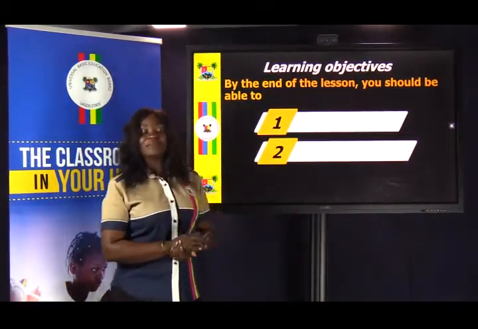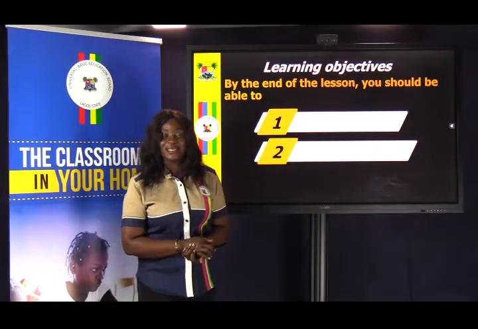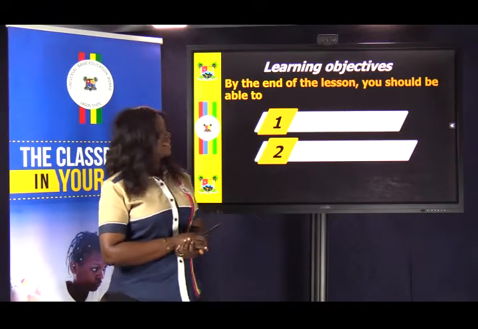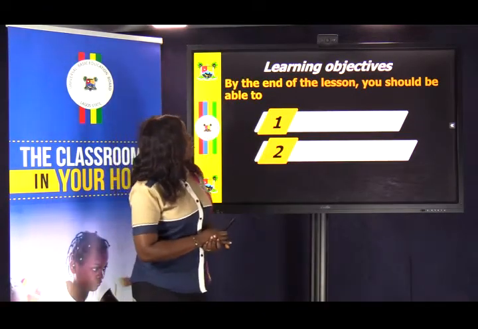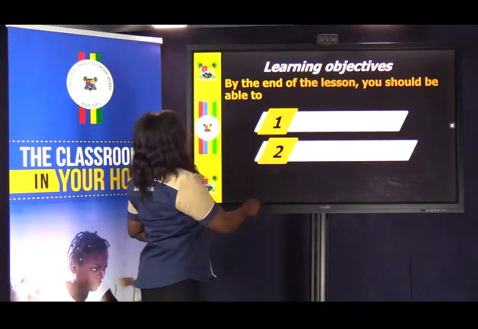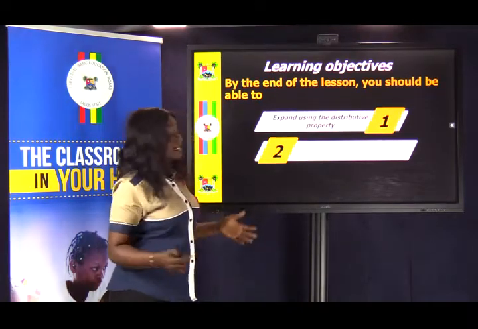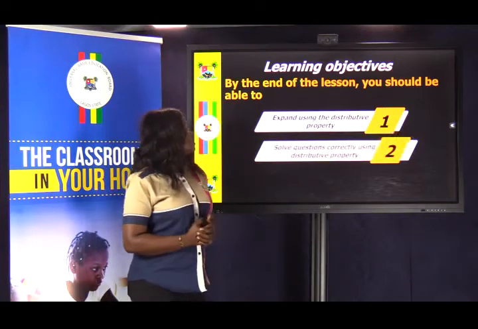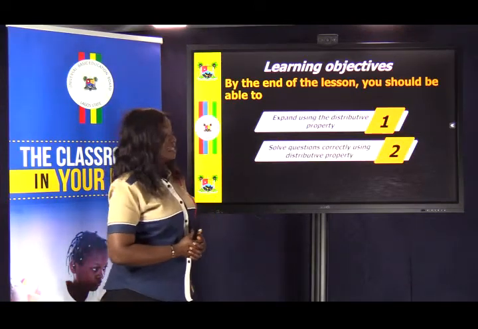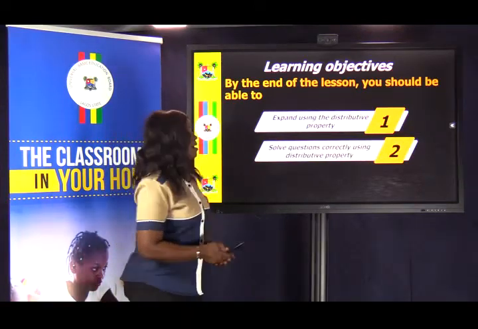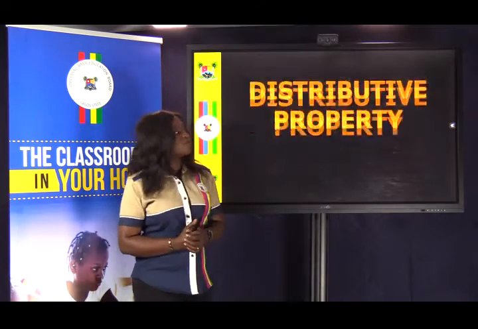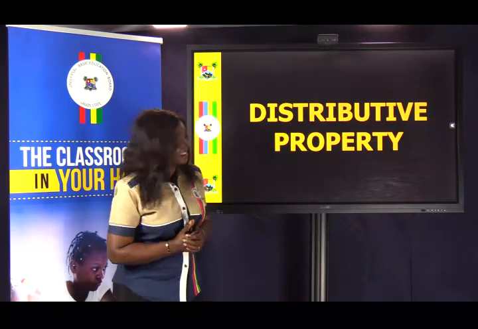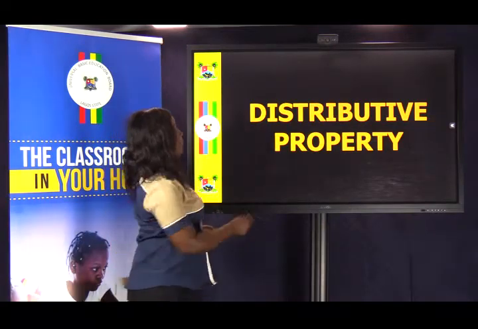What is our learning objective for today's lesson? What do I expect you to be able to do at the end of the lesson today? By the end of the lesson, you should be able to expand using the distributive property. Yes. Solve questions correctly using the distributive property. Are you ready? Because I am ready and excited. Yes. Distributive property.